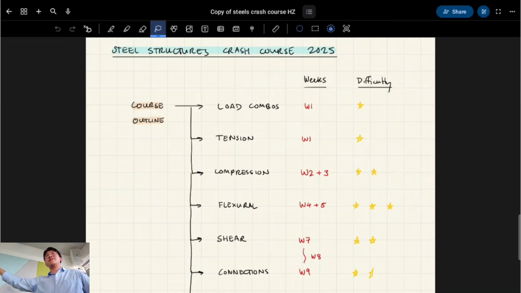So load combos. Basically, in Australia and in New Zealand, we use something called load combos, which we'll cover a little bit. How do I say it in a non-overcomplicated way? It's just a way of exaggerating forces that you'll see in real life for worst case scenario design. We call it strength design. So basically, how far can we push this building before it collapses? Essentially, that's what load combos are about.